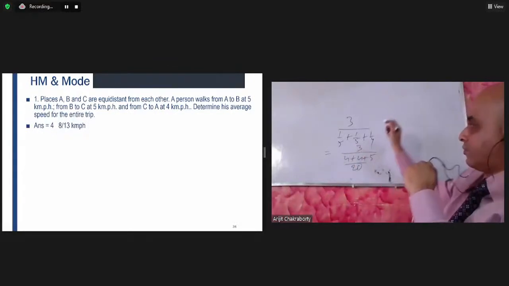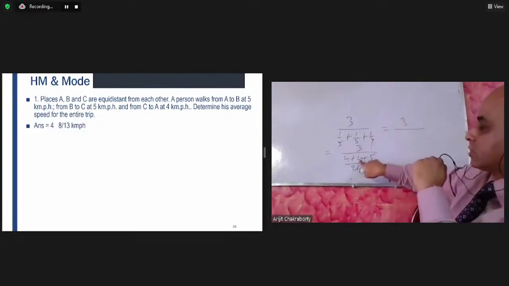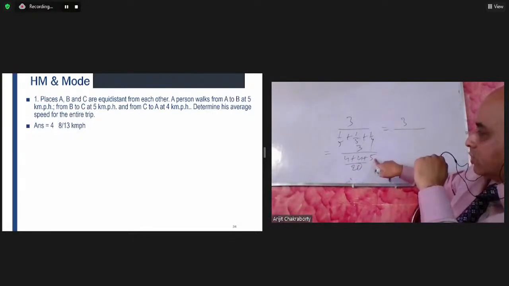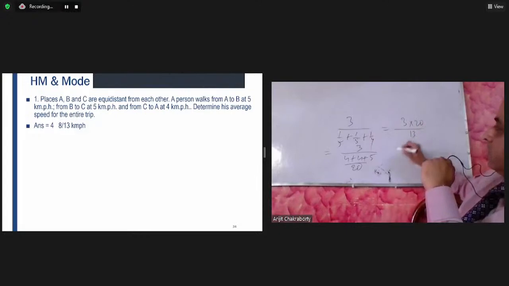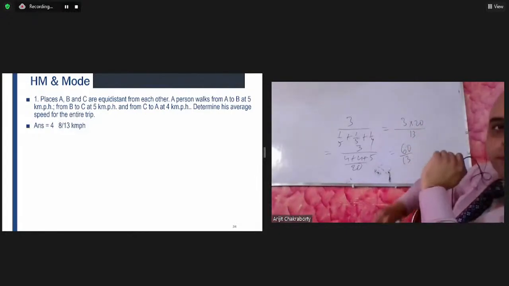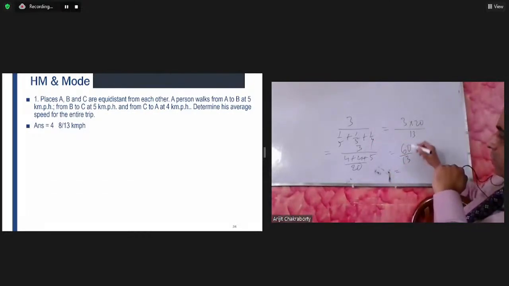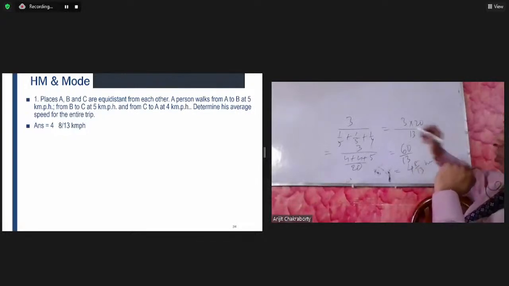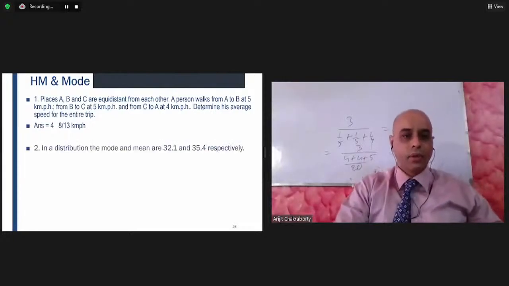In the numerator I have 3. So this gives me 3 divided by 4 and 4 is 8, 8 and 5 is 13. 13 by 20. So that gives me 3 into 20 by 13. So I am getting 60 by 13. 60 by 13 means 13 4s are 52, 8 by 13. So the answer is 4 whole 8 by 13. And that is what we have got.